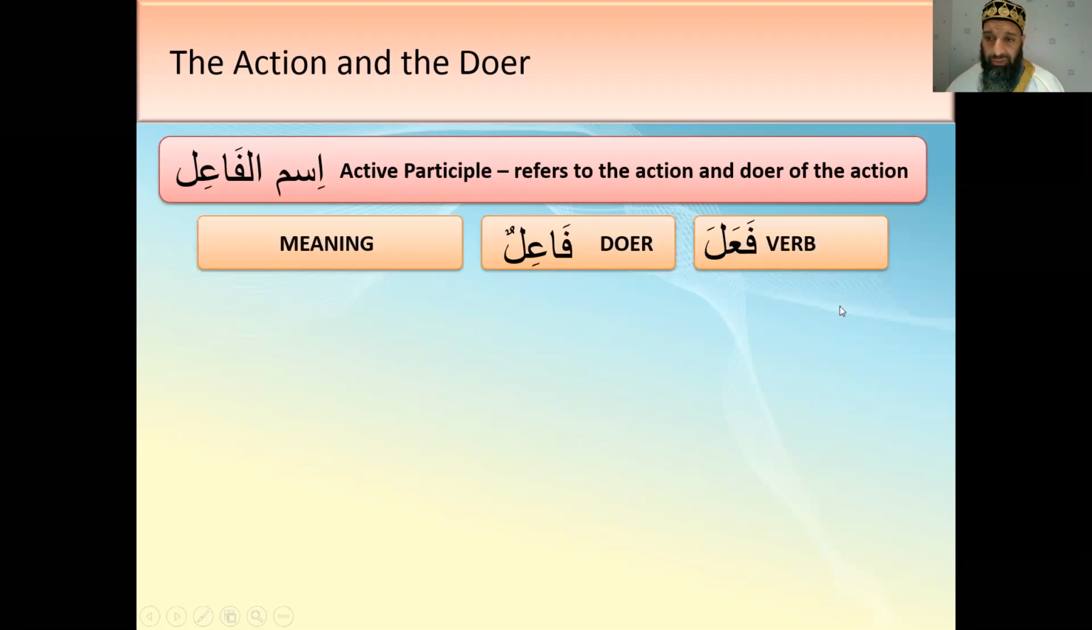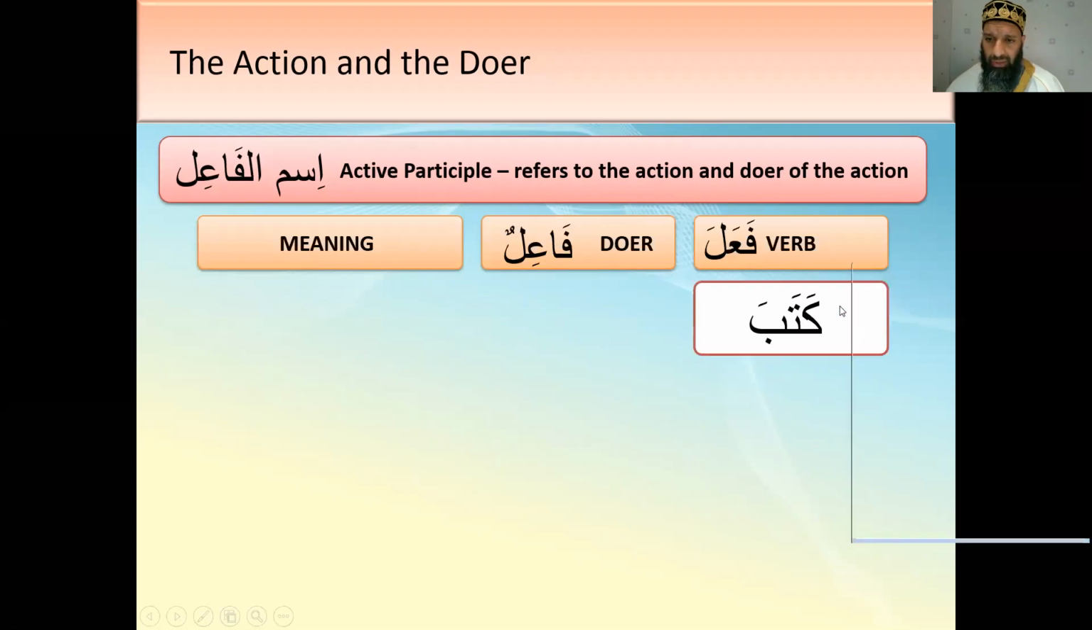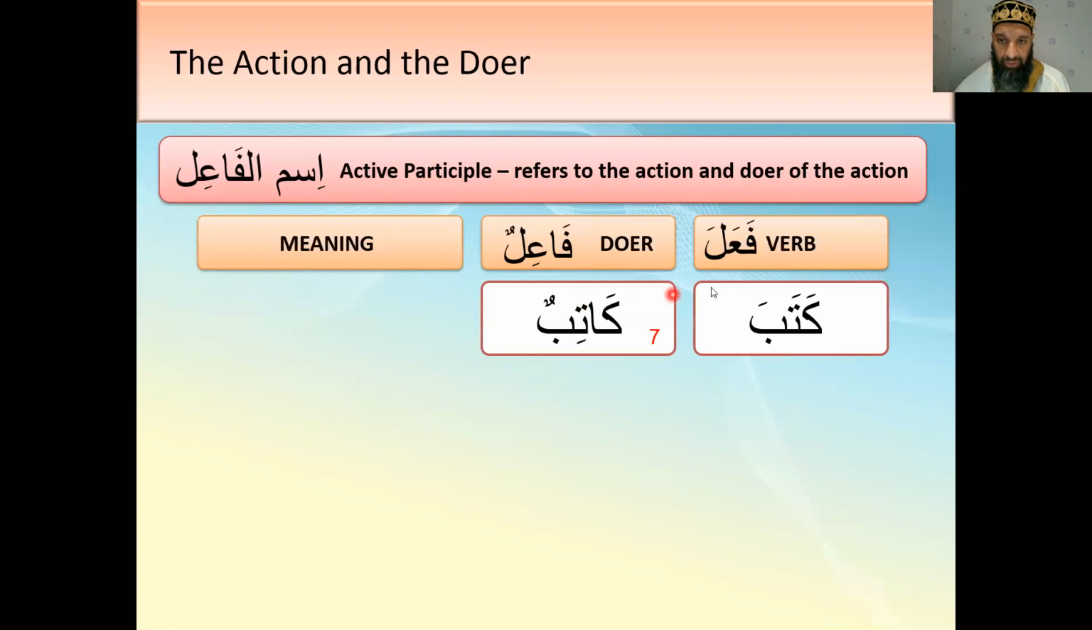So this is the last lesson, lesson 10. So this is how to make the doer of a verb from a root word. So kataba means he wrote. How do I say writer? You put it through the fa'ilun machine, right? Fa'ilun pattern. So fa'ala goes through fa'ilun. If fa'ala becomes fa'ilun, then kataba becomes katibun. Right, katibun means writer. It can also mean the action, but mostly it means the doer, right?